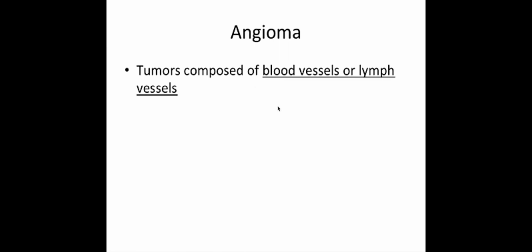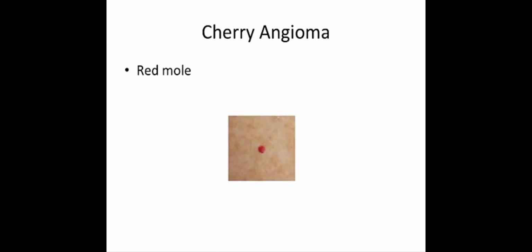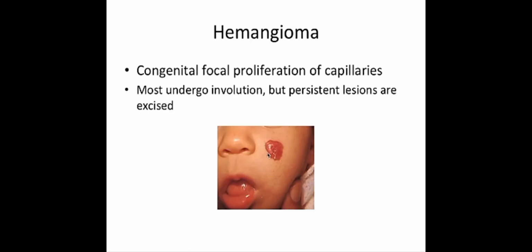There are two types of vessels in the human body. So any angioma is either going to be a tumor of blood vessels or lymph vessels. A cherry angioma is extremely common, super benign. Most of us have them somewhere, and it's basically a red mole. It sounds silly to call it a tumor, but it's an incredibly small tumor of small little capillaries and blood vessels that accumulate and just form this small little mole on our skin.